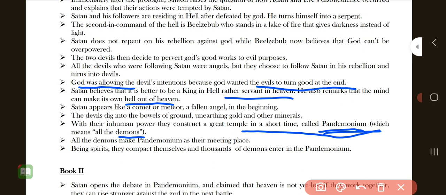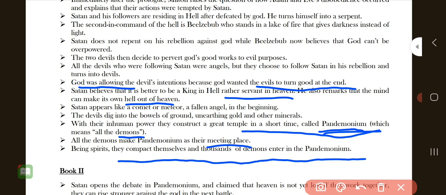So next, all the demons make Pandemonium their meeting place. Being spirits, they compact themselves and thousands of demons enter into the Pandemonium. This is what we see in book 1, a brief summary about Paradise Lost book 1.